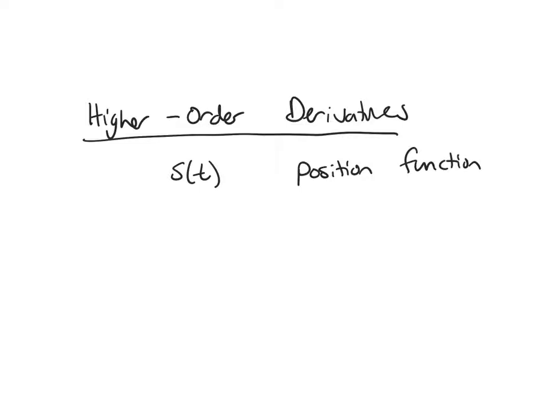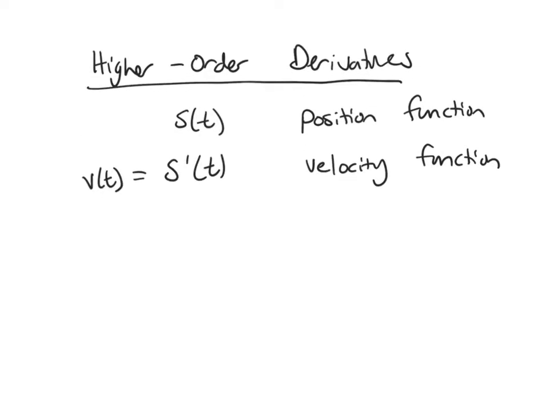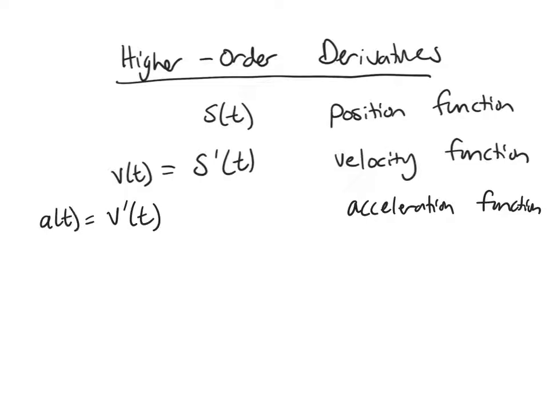And so then you can take the derivative of this function, S of t, but then the function you get is the velocity function. So this usually gets renamed v of t. But then you can ask what happens when you take the derivative of this velocity function. So when I take v prime of t, I get the acceleration function. So usually this is called a of t for acceleration.